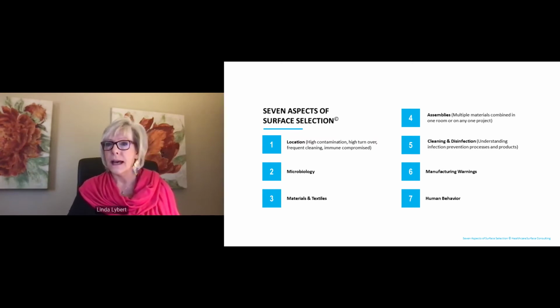The materials and textiles. Can a room be turned over quickly? Will the materials and textiles be able to withstand the infection prevention guidelines that are presented or required to be followed in a healthcare setting? Assemblies. Multiple materials are combined in one room or on any product. So evaluating the assembly, the individual materials.